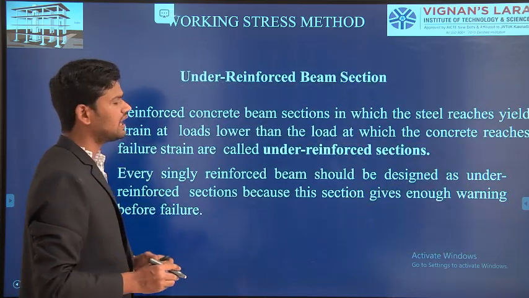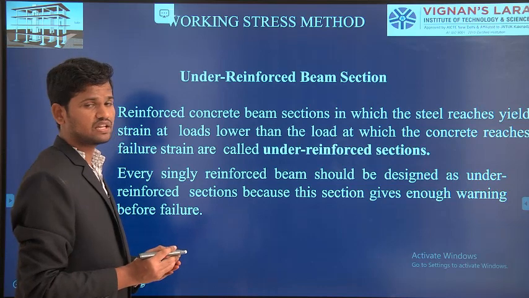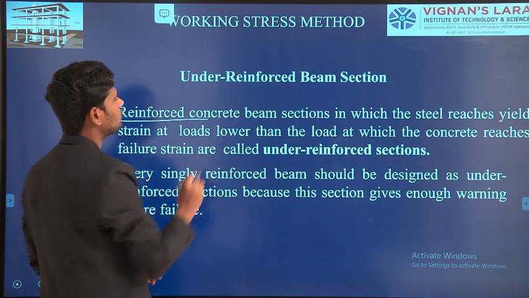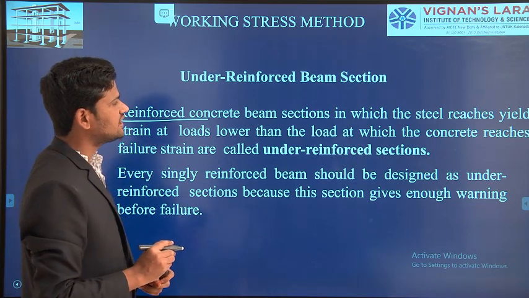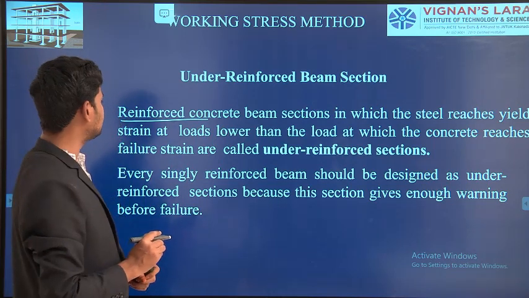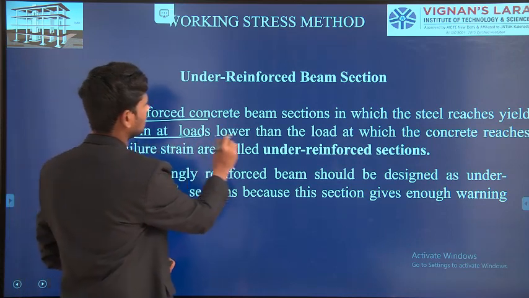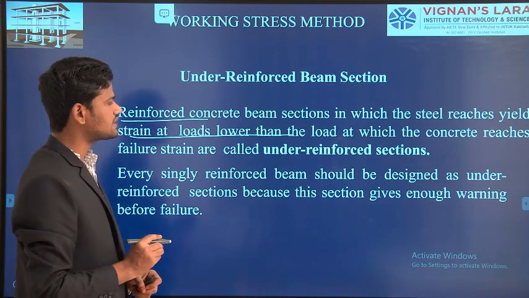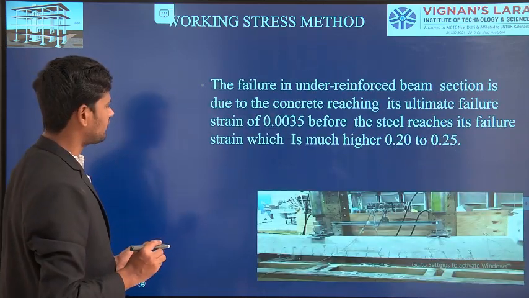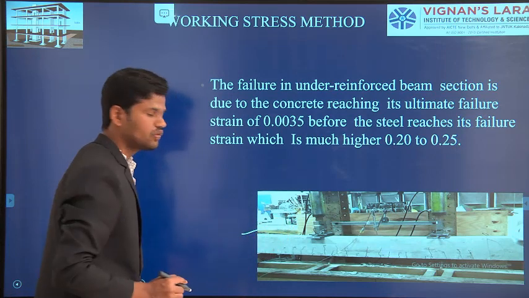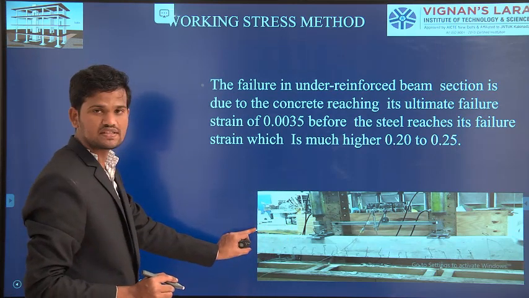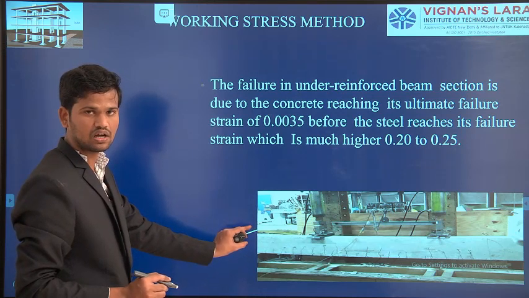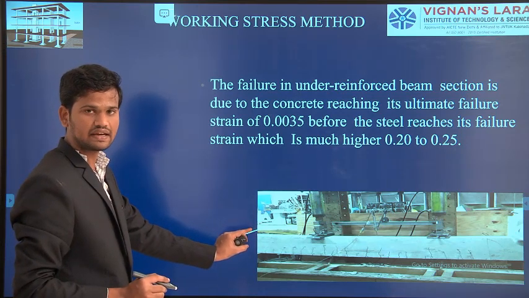And next we have the under reinforced beam section. Here we will discuss what is meant by under reinforced section. A reinforced concrete beam section in which the steel reaches yield strain at loads lower than the load at which the concrete reaches failure strain is called an under reinforced section. Now first I will show this diagram. This is also a simply supported rectangular beam. Here also, I am introducing steel into the concrete to enhance the compressive strength and the tensile strength.